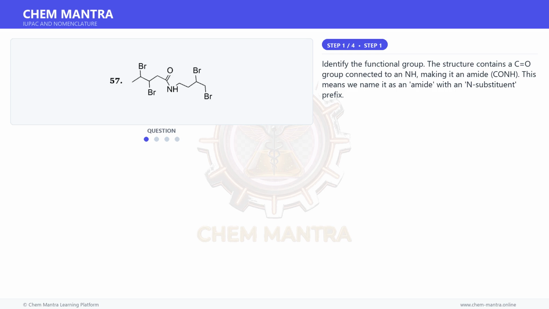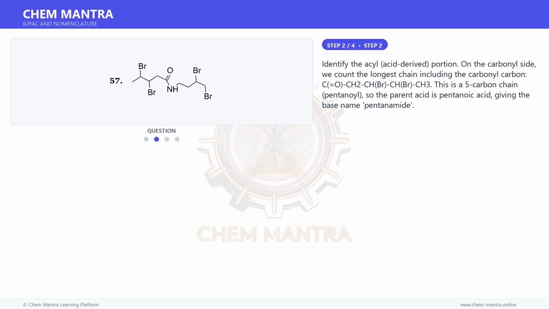Identify the functional group. The structure contains a C=O group connected to an NH, making it an amide, CONH. This means we name it as an amide with an N substituent prefix. Moving on to the next step.